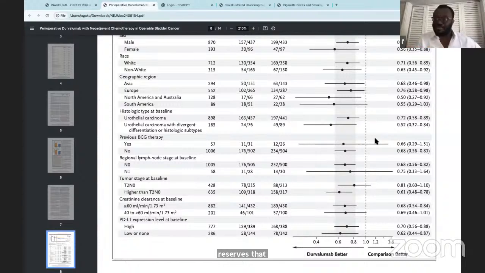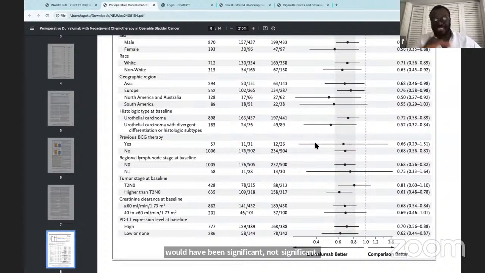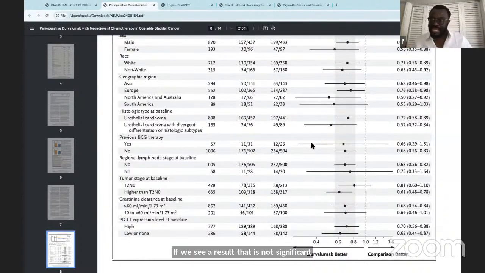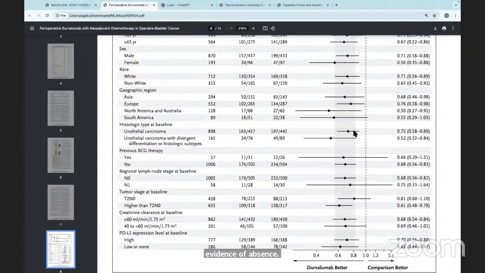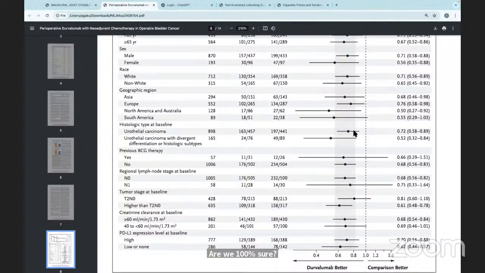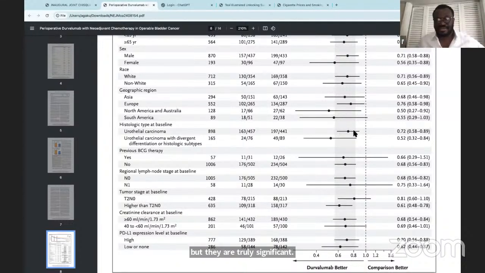But we also have another problem, right? So that means that in this kind of extensive subgroup analysis, if we see a result that is not significant, we can't 100% say that it's not significant because, like the saying goes, the absence of evidence is not evidence of absence, right? Now, what about results that are significant? Are we 100% sure that they are truly significant when we have this kind of extensive subgroup analysis? Yes or no, and why?